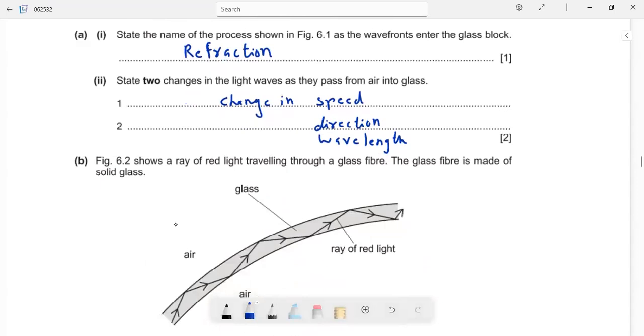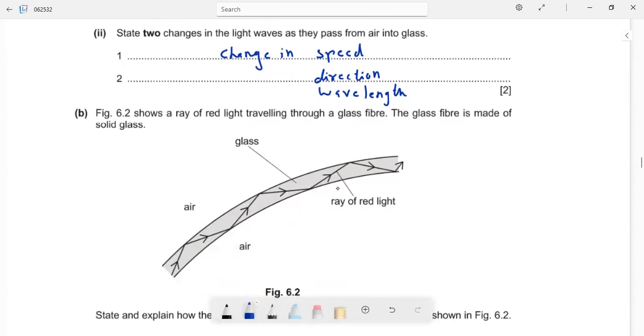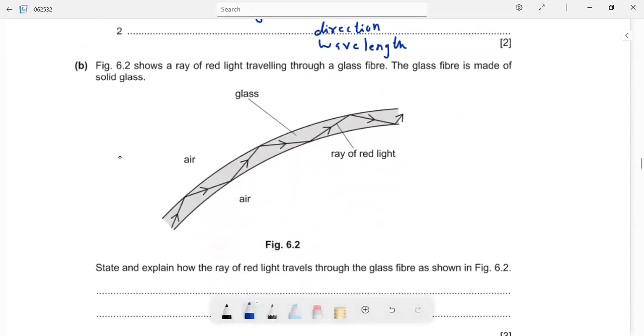Figure 6.2 shows a ray of red light traveling through a glass fiber. The glass fiber is made of solid glass. State and explain how the ray of red light travels through the glass fiber.